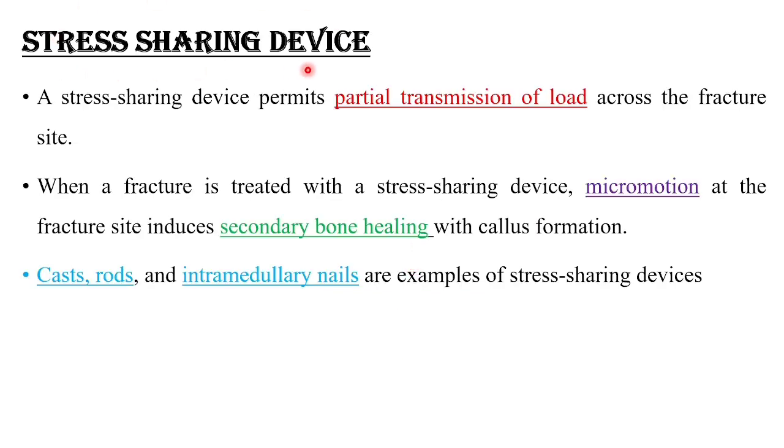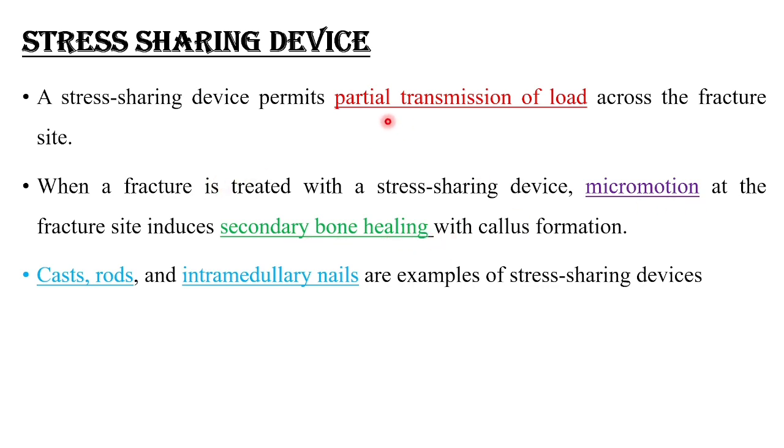Stress sharing devices are a type of device that permits partial transmission of load across the fracture site. As the name denotes, stress sharing means we will be loading the fracture site in a partial manner. When a fracture is treated with a stress sharing device, micro motion at the fracture site induces secondary bone healing with callus formation. Secondary bone healing means there will be callus formation, and primary bone healing means there will not be callus formation, and primary bone healing will take more time compared with secondary bone healing.